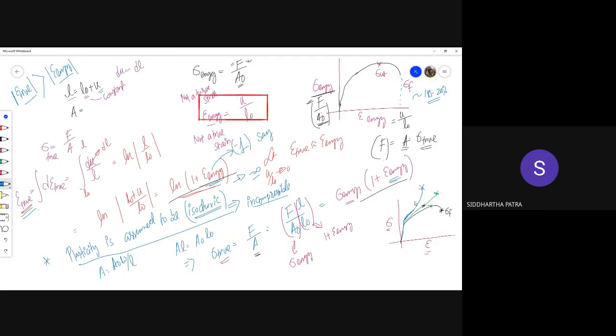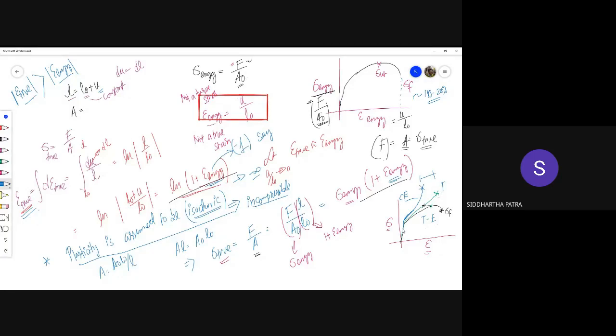So if you compare, this is the compressive engineering stress strain diagram. This is the true stress strain diagram. This is the tensile engineering stress strain diagram. So the strain value is higher for the true stress strain diagram compared to the compressive stress strain diagram, and the stress value is smaller in the true stress strain diagram. But when compared to the tensile engineering stress strain diagram, the true stress strain diagram shows lower strain and higher stress.